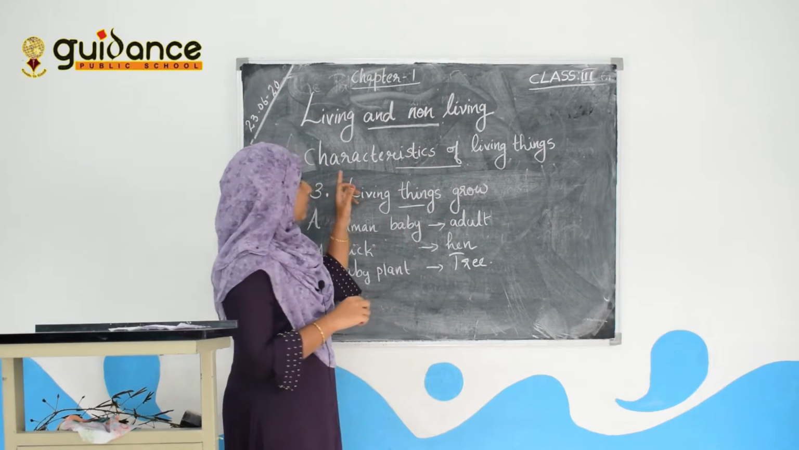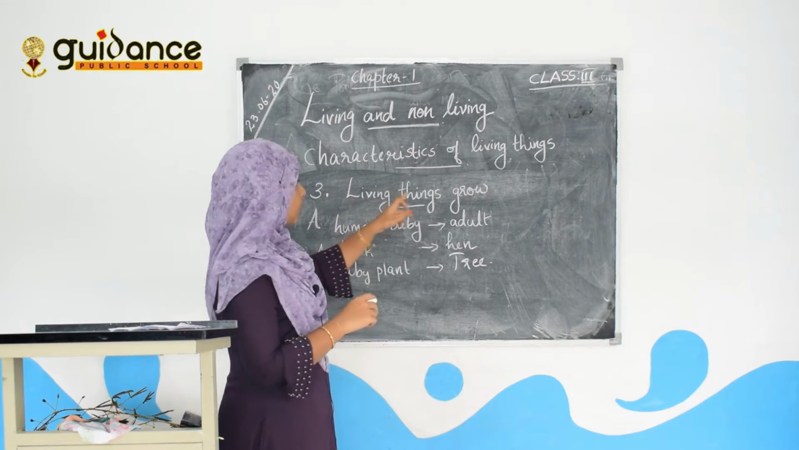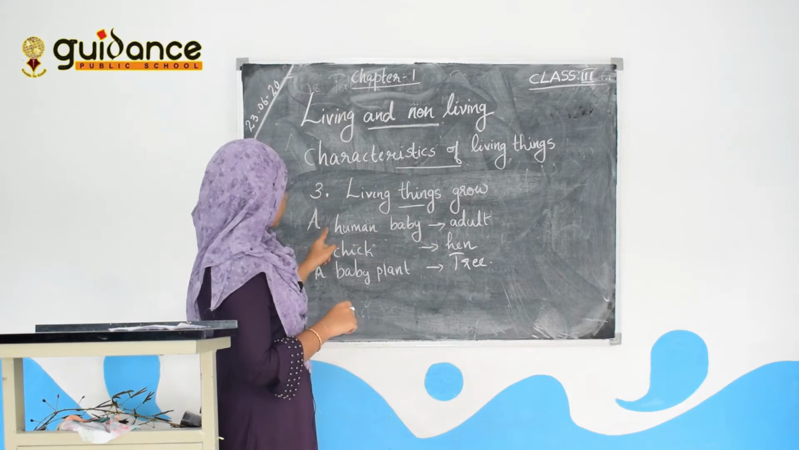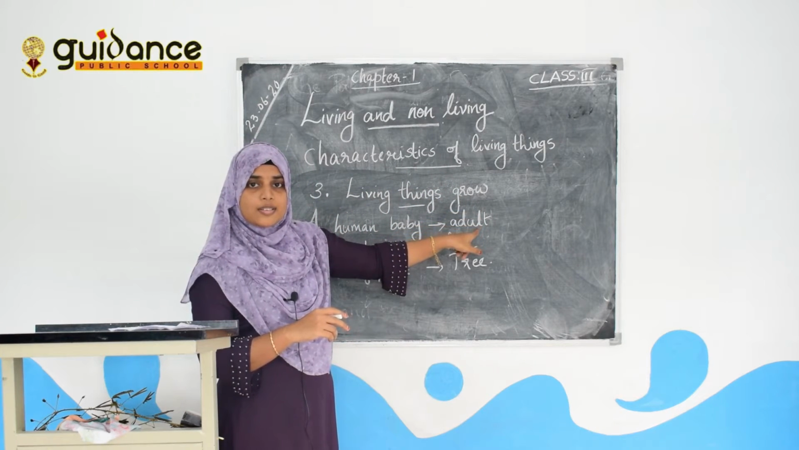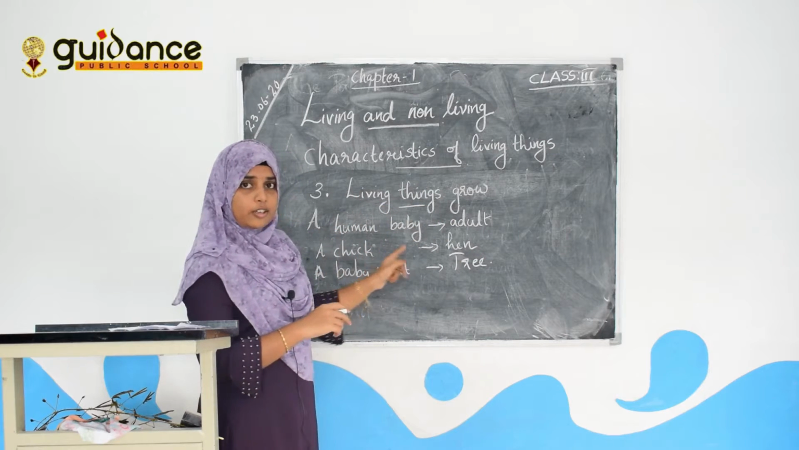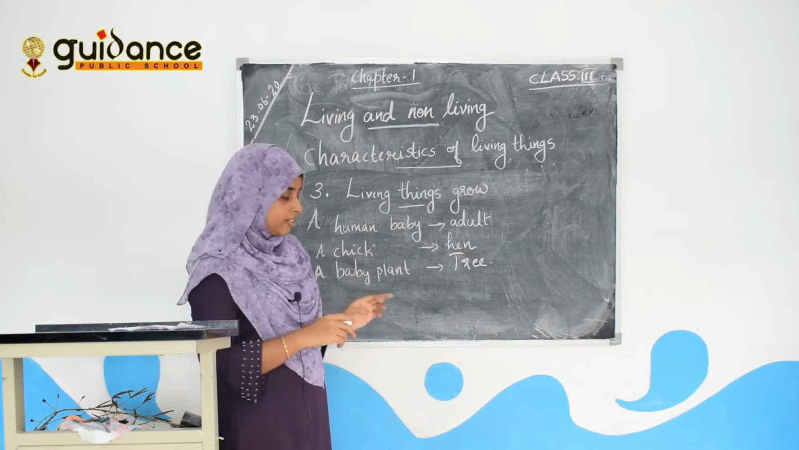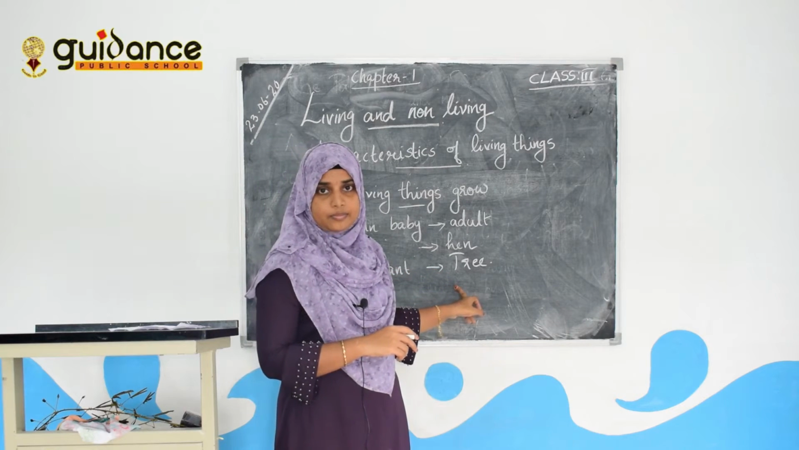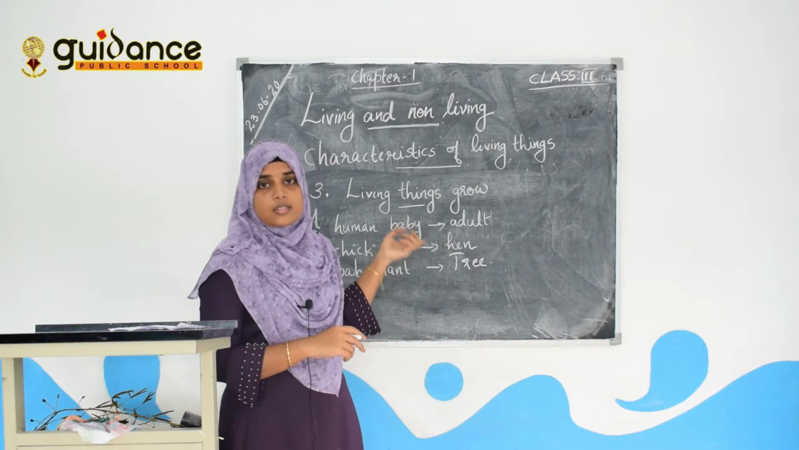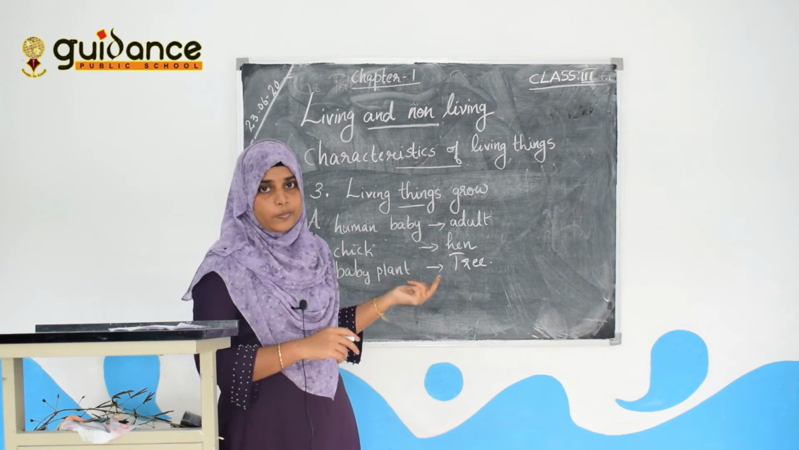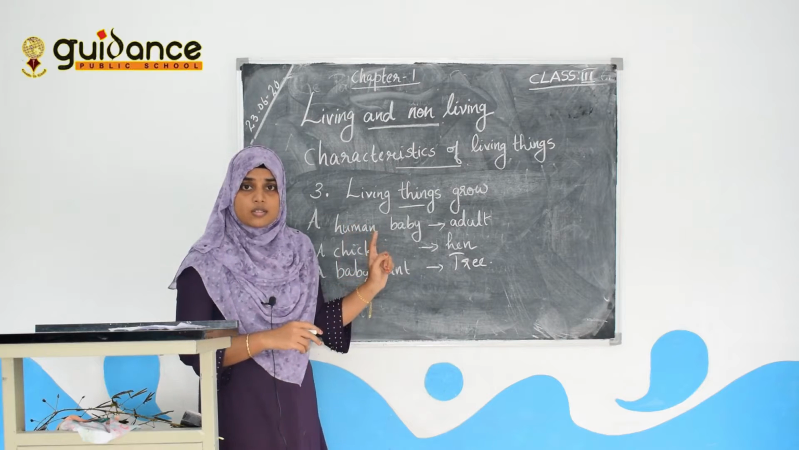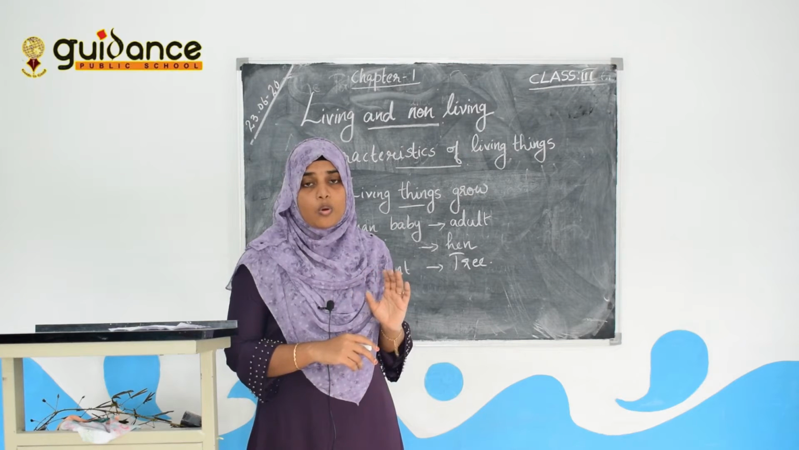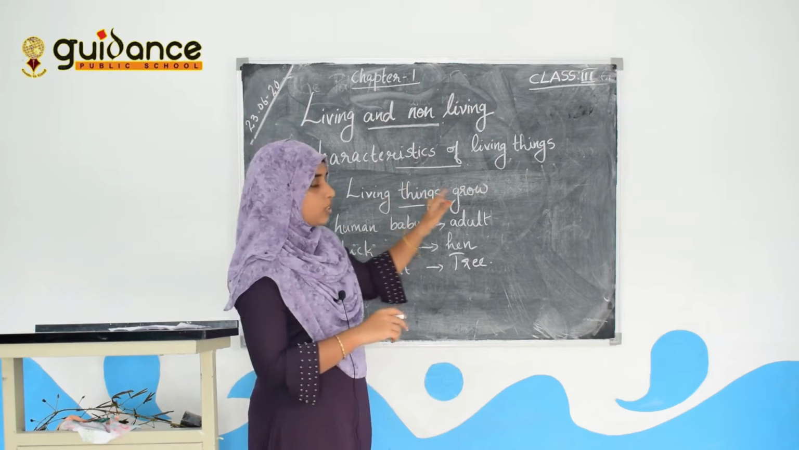The third characteristic of living things is that living things grow. A human baby grows into an adult. A chick grows into a hen. A baby plant grows into a tree. So living things can grow. Non-living things do not grow because they have no life.